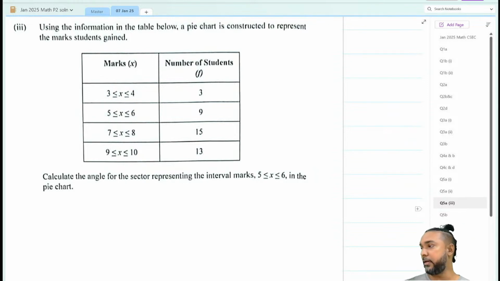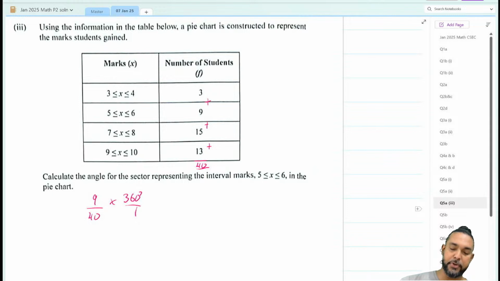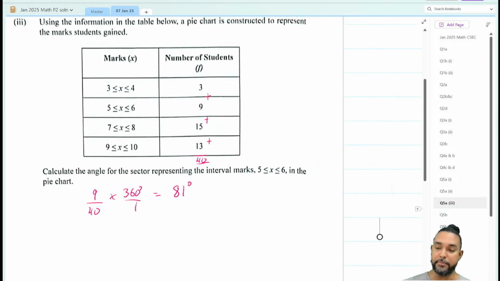Calculate the angle in the sector representing the interval 5 to 6. Okay, so 3 and 9 is 12, right? 3 plus 9 is 12, plus 15 is 27, plus that is 40, right? You have 9 students out of a total of 40, and you have a total of 360 degrees. So 40 will go into 360 9 times, and 9 by 9 is 81 degrees. All right, and that was 1 mark, so yeah.